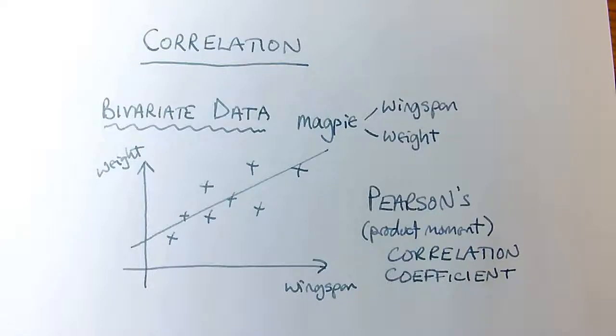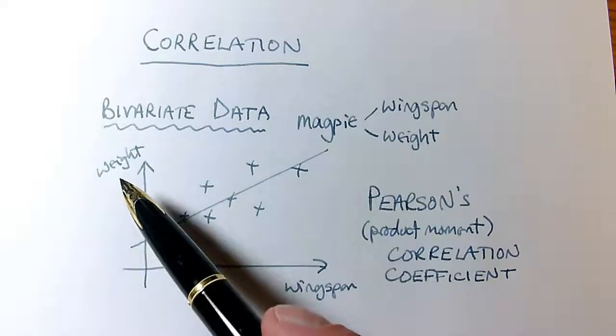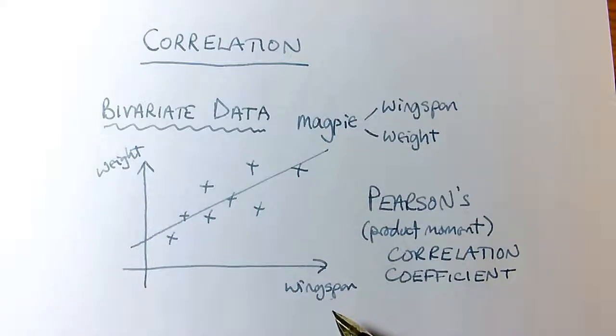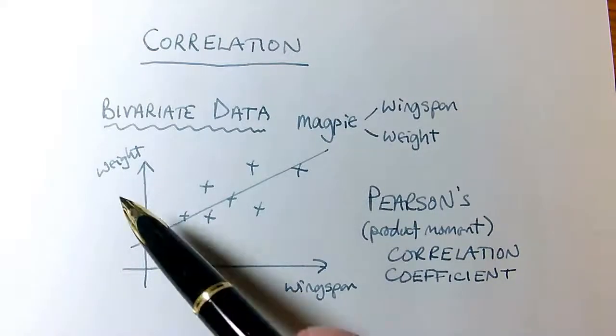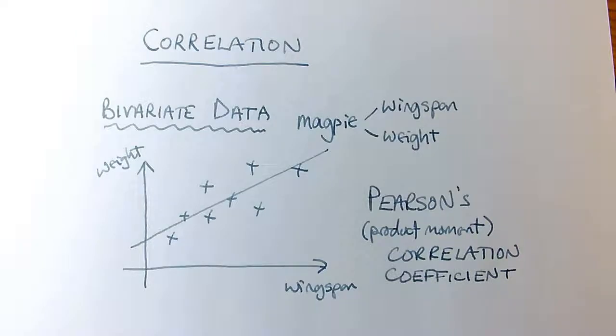But if there's any indication that the data forms a curve, then Pearson's product moment correlation coefficient is not what you want. The other thing you've got to watch out for is that it does not tell you anything about causation. So it would be a bit silly to say that the magpies weighed more because they had a big wingspan. It's much more likely that they've got a big wingspan and a big weight simply because it's a bigger magpie. So you've really got to watch out for any idea about causation.